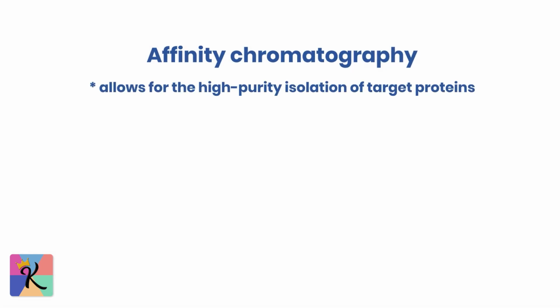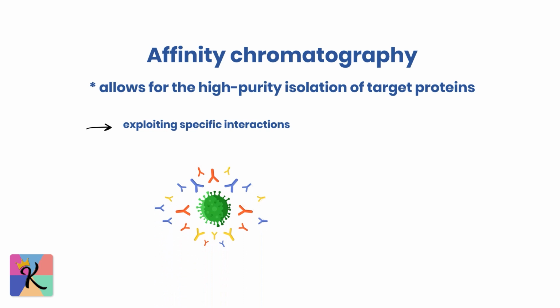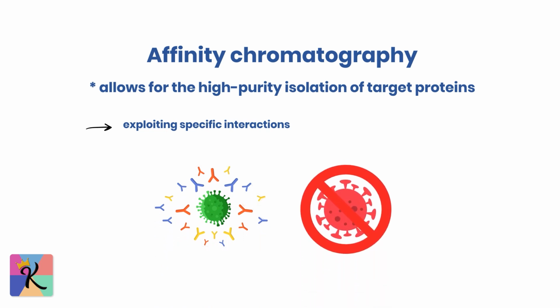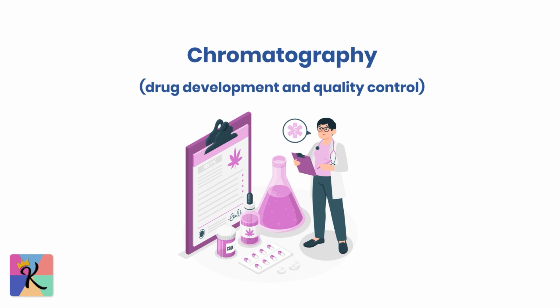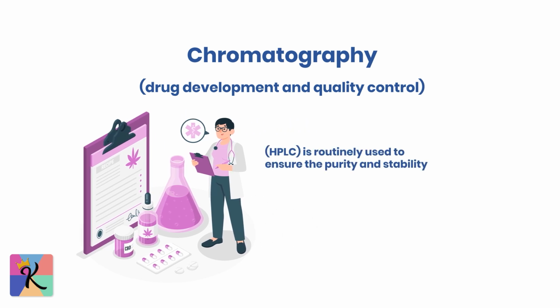Affinity chromatography, in particular, allows for the high purity isolation of target proteins by exploiting specific interactions, such as those between antigens and antibodies. Chromatography is also a cornerstone in drug development and quality control. HPLC is routinely used to ensure the purity and stability of pharmaceutical compounds, directly impacting drug safety and efficacy.